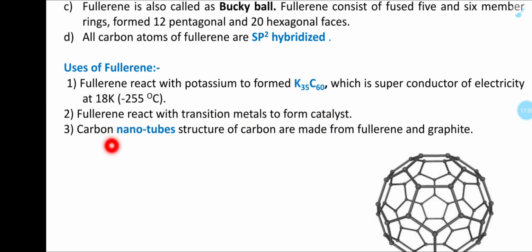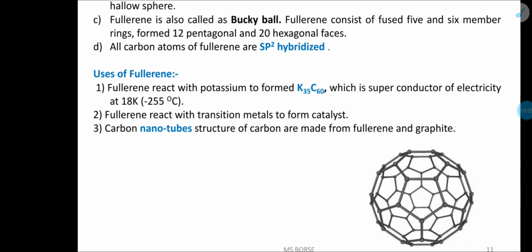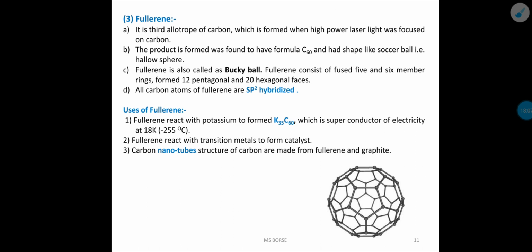Third, carbon nanotubes are structures of carbon made from fullerene and graphite. We already know about carbon nanotubes used for various research purposes. So these will also be formed using graphite or fullerene compounds.